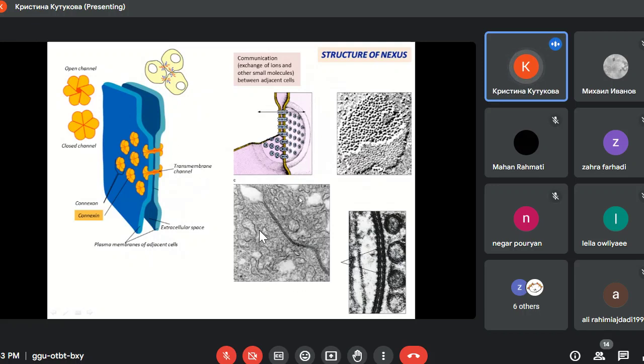And this is how this nexus looks like in our electron microscopy pictures. So here you can see just two membranes of cells attached very closely together. No thickenings like attachment plaques, or no intermediate or microfilaments, nothing is seen here, only two membranes.